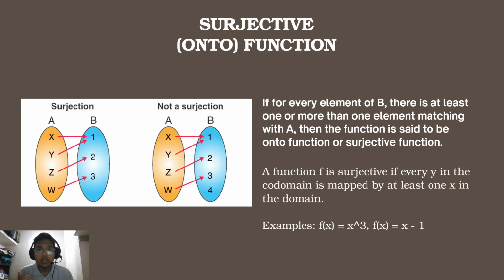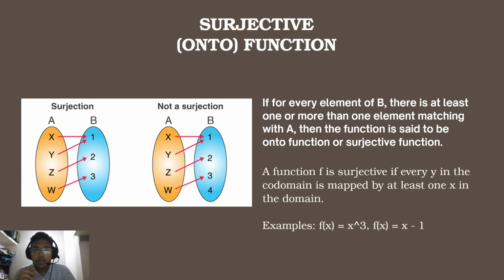When we go to surjective, it is an onto function. If we say it in a normal way, for every element of B there should be at least one or more than one element matching from A, right? Then the function is said to be an onto function or surjective function.